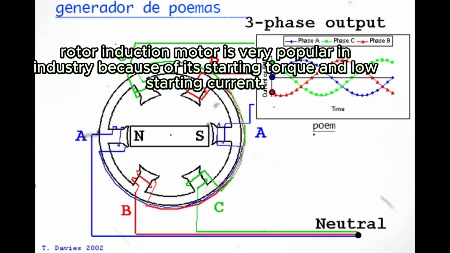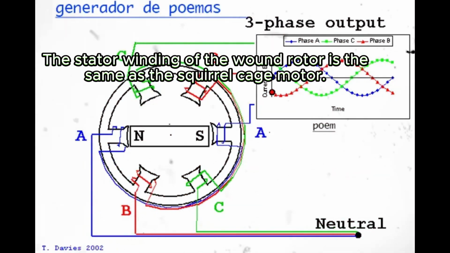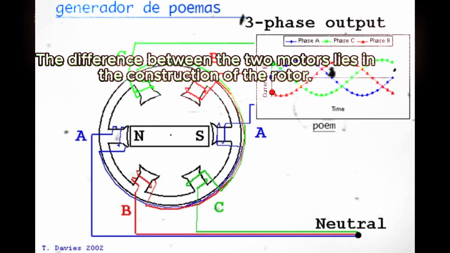Wound rotor induction motor is very popular in industry because of its starting torque and low starting current. The stator winding of the wound rotor is the same as the squirrel cage motor. The difference between the two motors lies in the construction of the rotor.